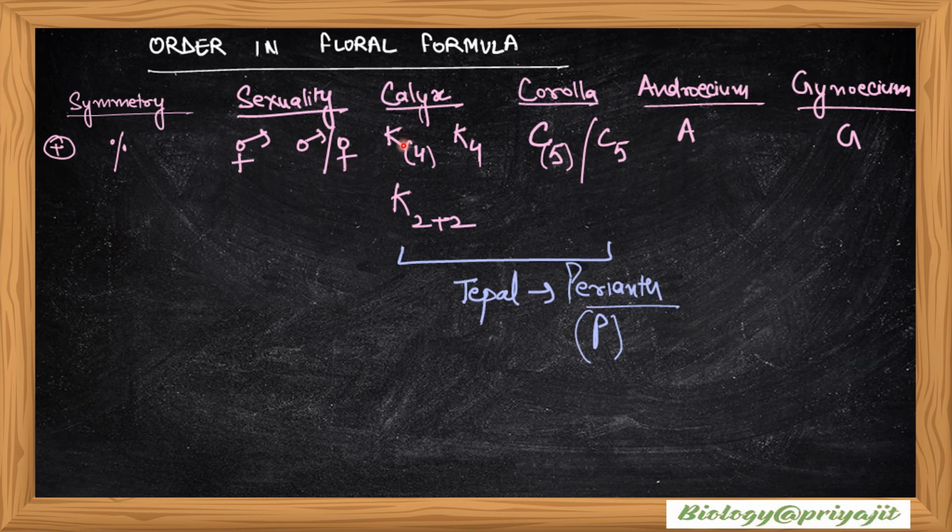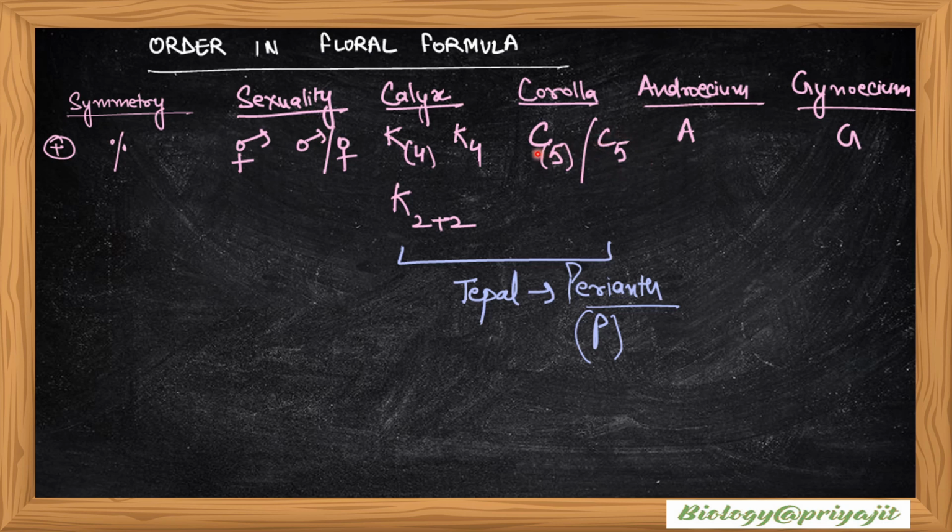Calyx may be fused or freely arranged. If they are fused, they will be written within bracket, and if they are free, there will be no bracket. In case of corolla, the scenario is also like the calyx. If the petals are fused, they will be written within bracket. If the petals are free, there will be no bracket.